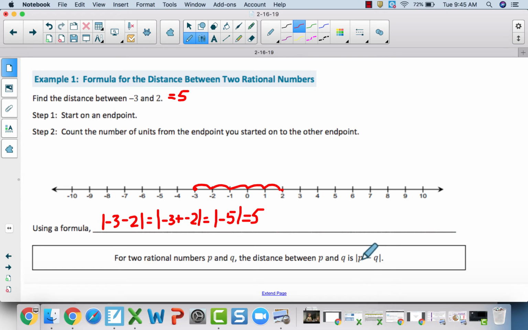Now, the reason these absolute value bars exist when we are finding distance is because the distance between two numbers is always a positive unit amount. So by using those absolute value bars, that's going to guarantee that our answer will always be positive.